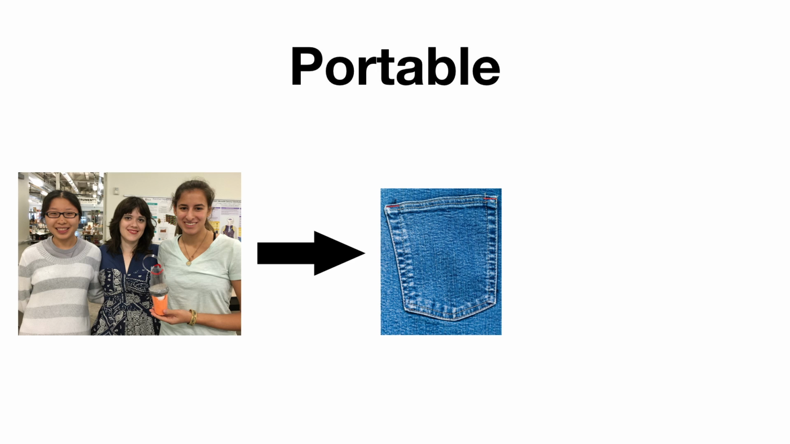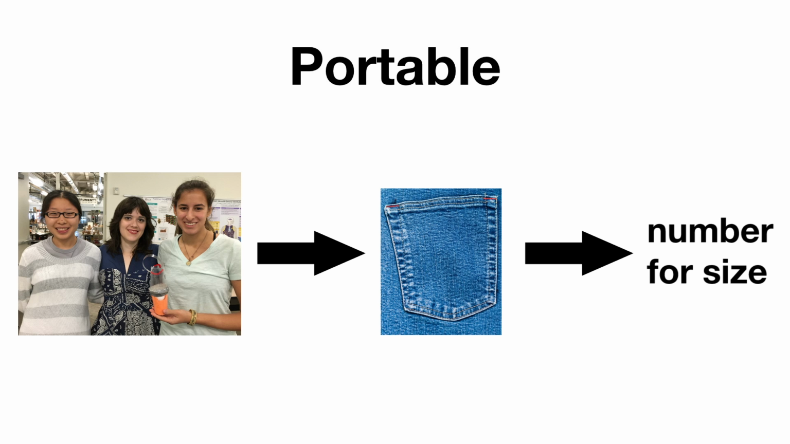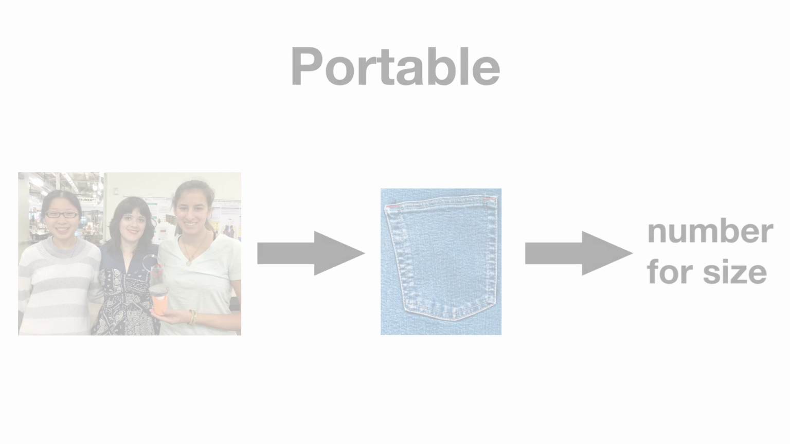Consider portable as a design criteria for a device made for teenagers. It's important to talk with the potential users, in this case teenagers. In those conversations, you might discover that most teenagers carry devices in their pockets. With this information, you can take measurements of the front and back pockets to determine a reasonable quantitative number for the size of your device.